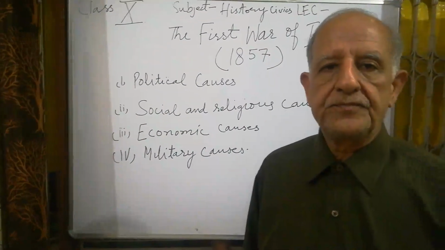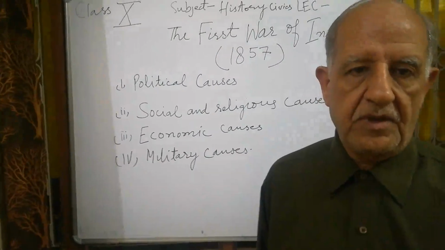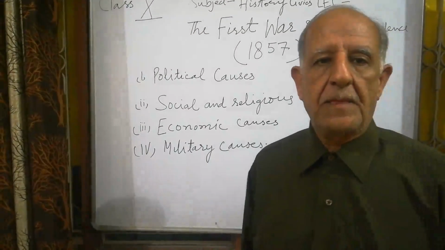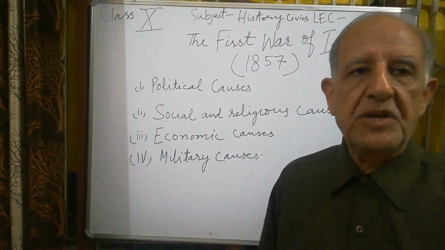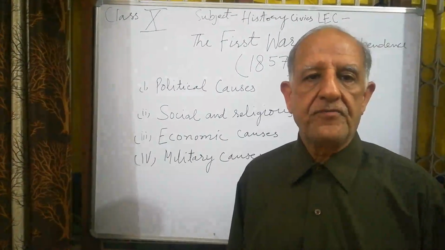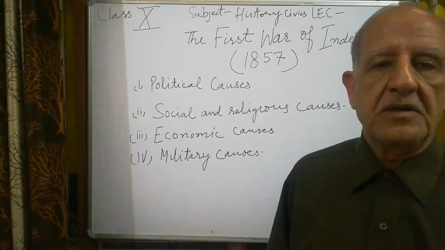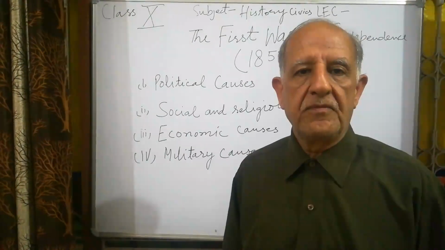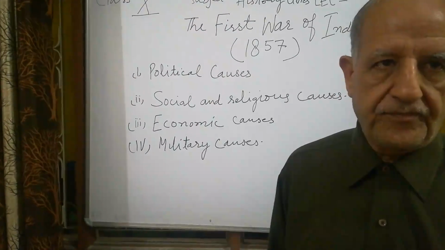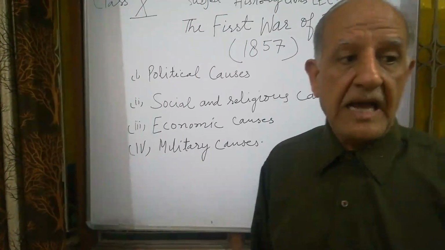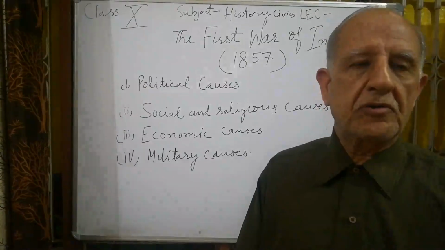Thirdly, annexation of Awadh. The Nawab of Awadh, Wajid Ali Shah, was deposed from his office because an excuse was taken that he was not able to manage his kingdom. As a result of it, he was thrown out of his kingdom.